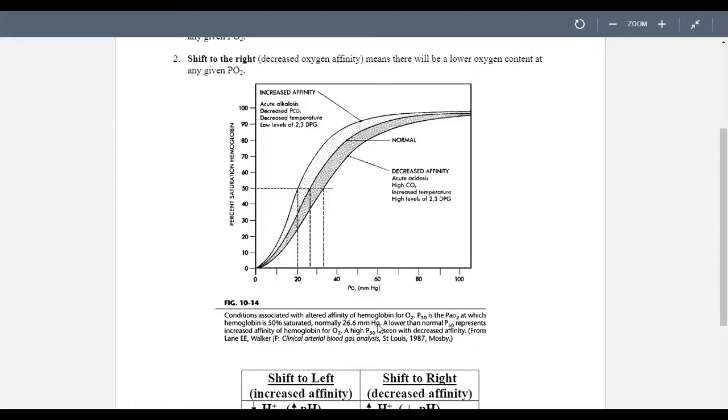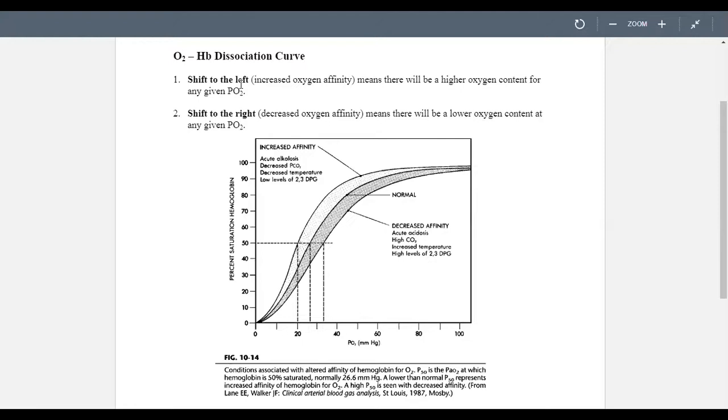So what happens during this left and right shift? Let's look right here. It says shift to the left. A shift to the left, we already said it, love: increased oxygen affinity means it loves it more. This means there will be a higher oxygen content for any given PO2 because it loves it. A shift to the right is a decreased oxygen affinity. So it releases, meaning there will be a lower oxygen content at any given PO2 because it just let it go. It released it to the tissues. So lefty loves, right releases.